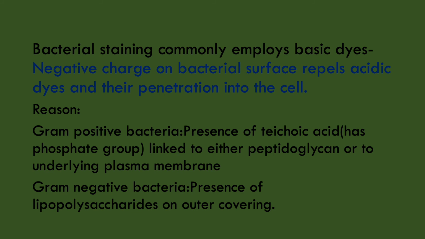The reason for the negative charge on the bacterial surface is different for gram-positive bacteria and gram-negative bacteria. The presence of teichoic acid, which has a negatively charged phosphate group linked to either peptidoglycan or the underlying plasma membrane, is the reason for the negative charge on the bacterial surface of gram-positive bacteria, whereas in gram-negative bacteria the presence of lipopolysaccharides on the outer covering of the bacterial surface is the reason for the negative charge.